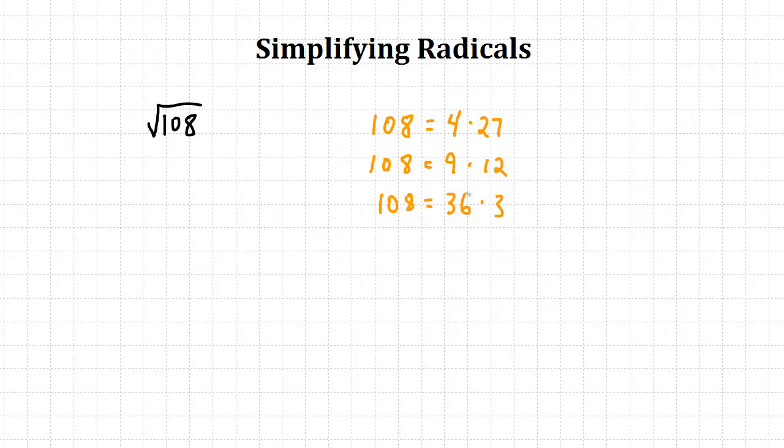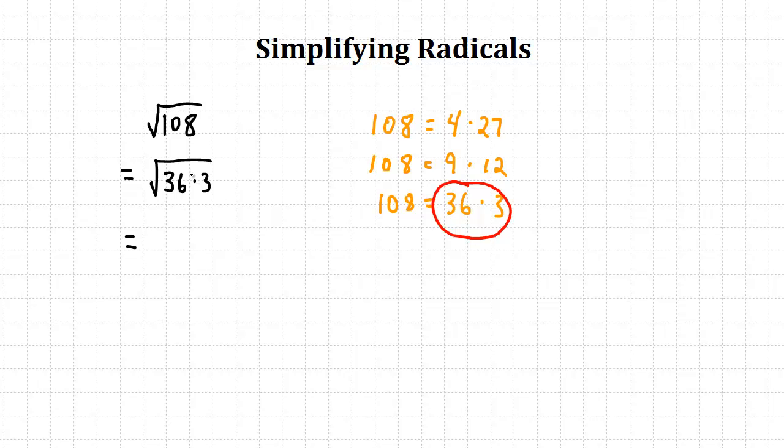So 108 is a nice example to start with because there are actually 3 different perfect squares that go into 108 evenly. Now what I'm interested in is finding the largest perfect square, and that's obviously 36. So 36 times 3 is 108. I'm going to take my square root expression and rewrite 108 as 36 times 3.